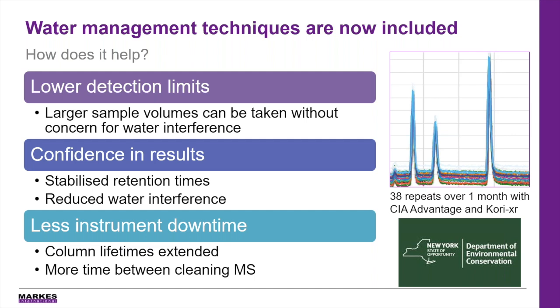It also reduces other water interferences as well. And less water on the column means less instrument downtime. Water does, as it's introduced to the column, begin to strip away the column phase. So by introducing less water to the column, we massively extend column lifetimes. And because that phase that's being stripped from the column isn't then entering the MS, we don't have to spend as much time cleaning our MS source either. So it's got a double benefit there.